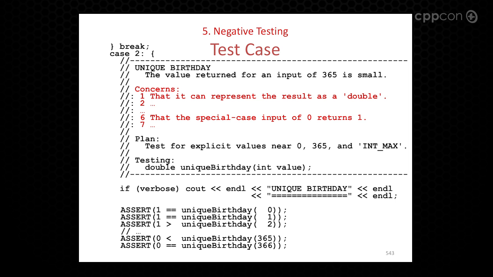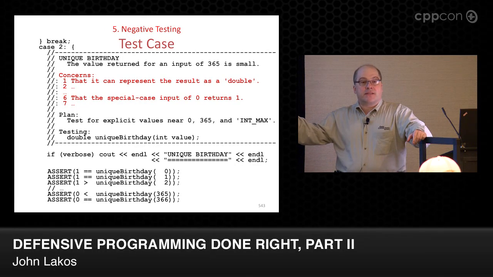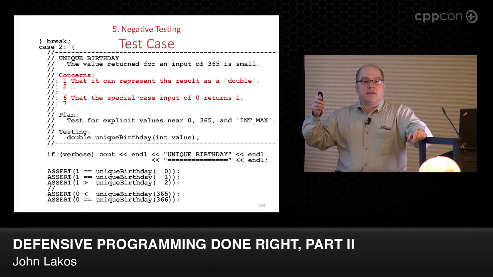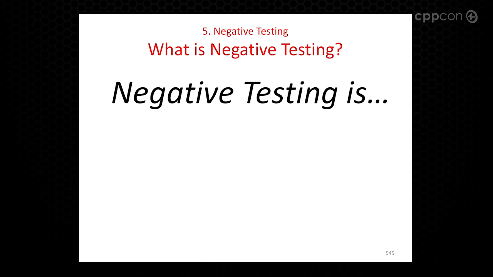Now the thing is, once we test our code for real, then we want to think about, did we get our defensive checks right? That's what we want to do here. And during the course of this testing, the asserts in the destructor will take care of the invariants. Now we need to go after those defensive checks. Exactly. What is negative testing?